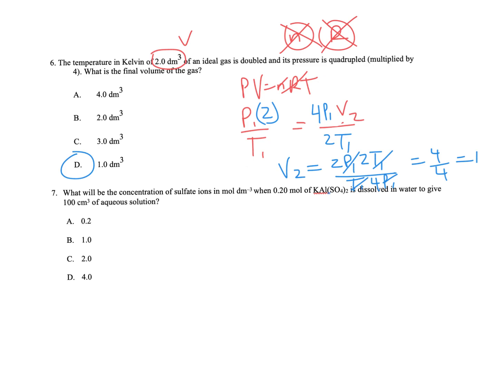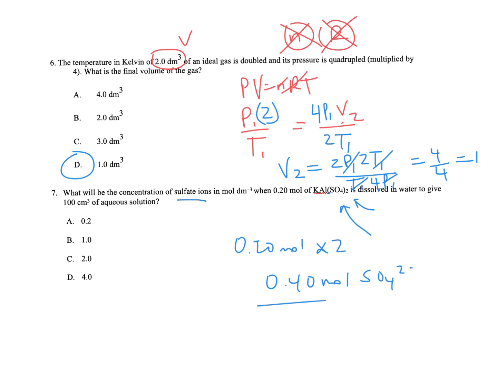Okay, question 7. What will be the concentration of sulfate ions in moles per cubic decimeter when 0.2 moles of this thing is dissolved in water to give 100 cubic centimeters? So the key is recognizing that a sulfate ion is this one, SO4 2-, and that there's a multiplier 2 there, okay? That means that for every 0.2 moles of that salt, you're gonna get 2 sulfate ions. So actually you're gonna have a concentration of 0.4 moles of sulfate ions.